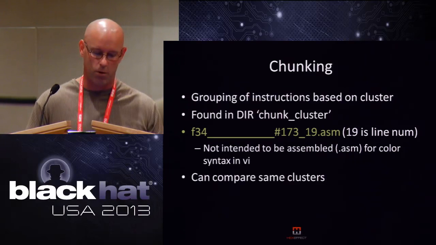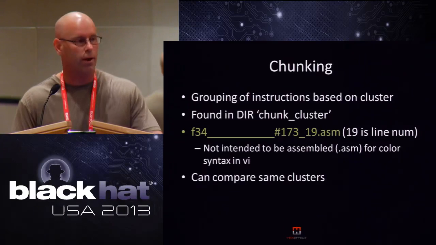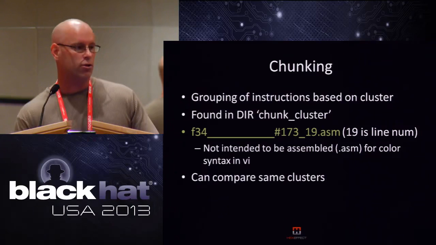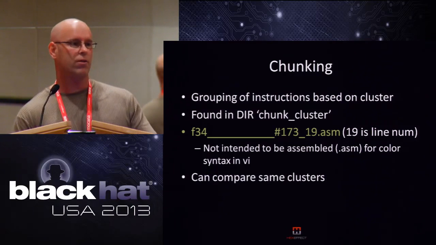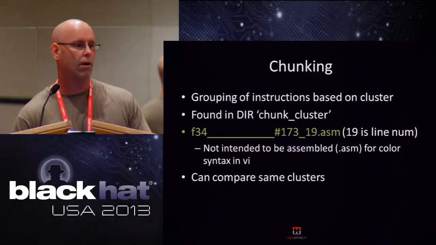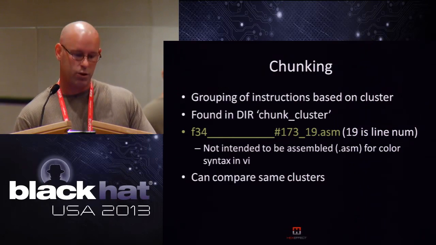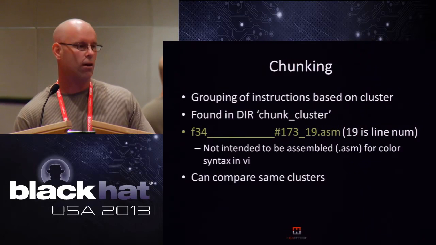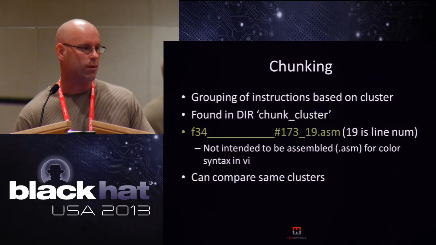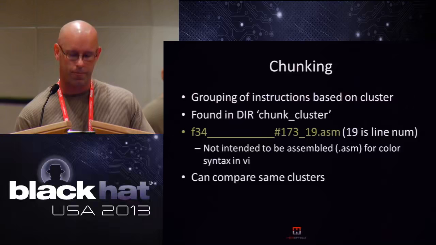You see F34, pound 173, right? So those 173 instructions, I might be interested in not going and finding the offset in the run trace and figuring out where it is and copy and paste it if I want to assemble it or something along those lines. So if I just want to do any kind of static analysis, I can just go to that file and see it. The underscore 19, that's just the file offset in your final_assembly.txt that you're looking at.